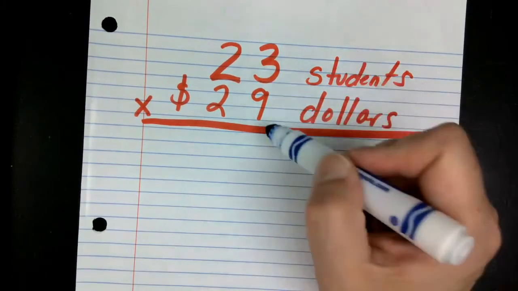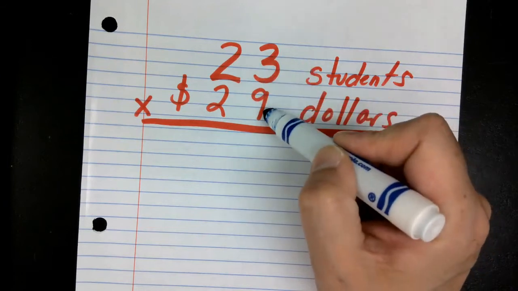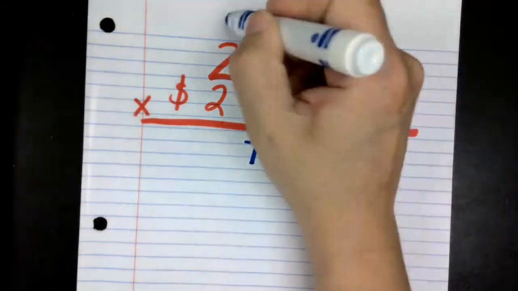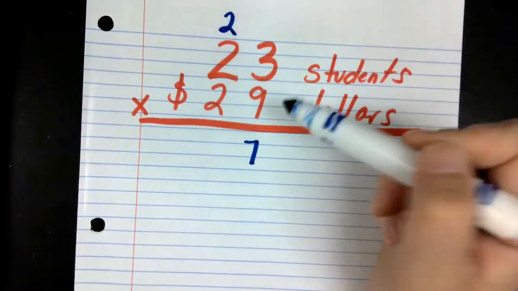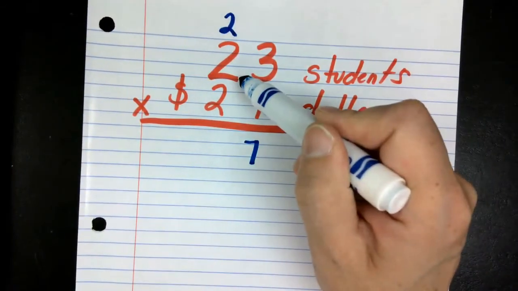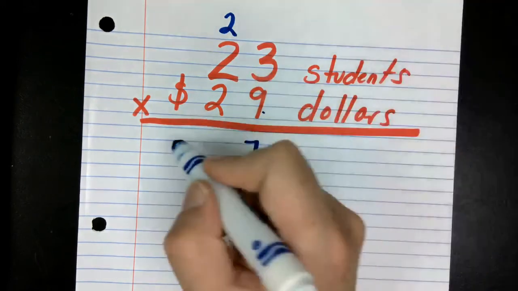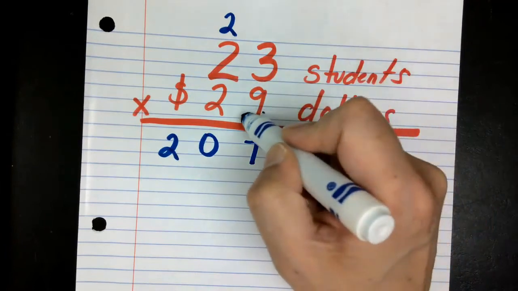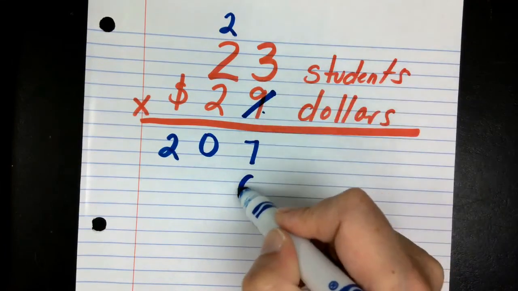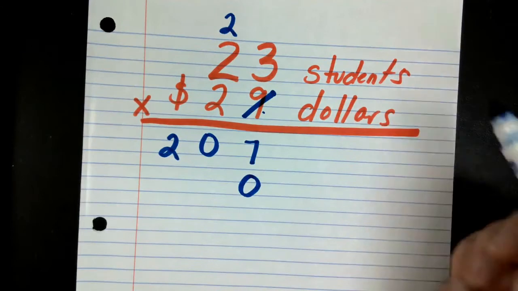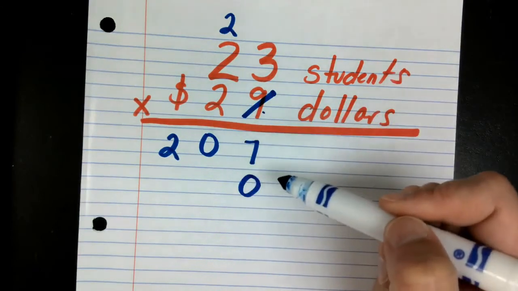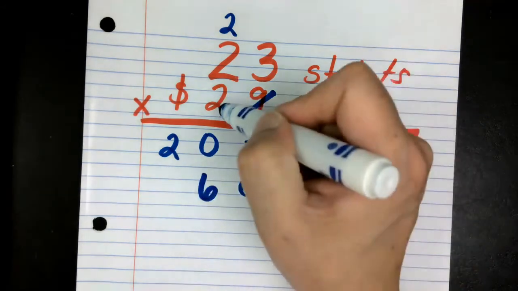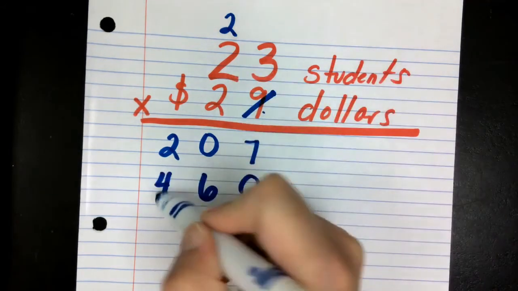So I'm going to start with my ones position, and I'm going to multiply 9 times 3 and get 27. 7 goes down below, and my 2 goes up top. And then 9 times 2, which is 18, plus 2 would be 20. Now I'm finished with the ones position. I'm going to cross it off and hold its place with a 0, meaning I'm really multiplying by 20 now instead of just 2. 2 times 3 is 6, and 2 times 2 is 4.